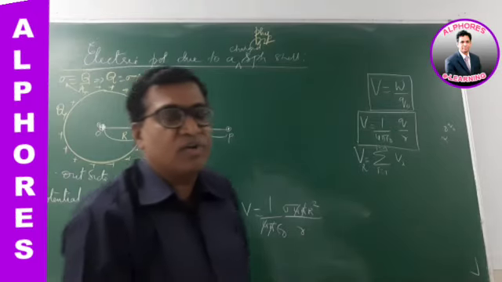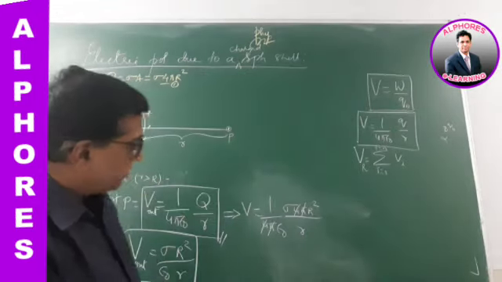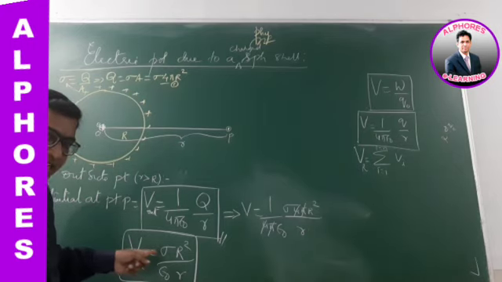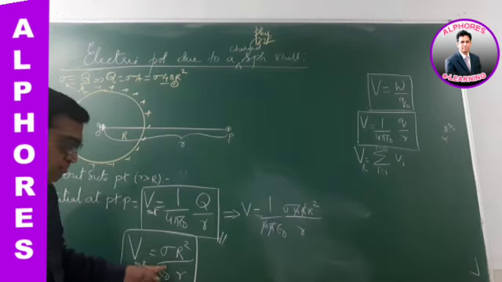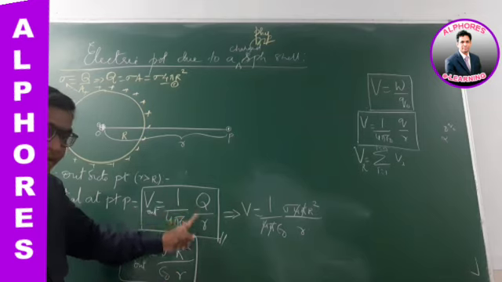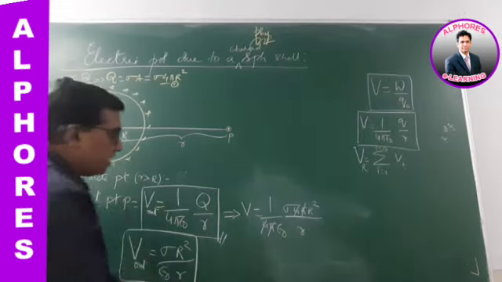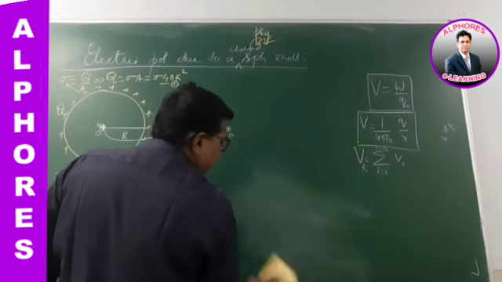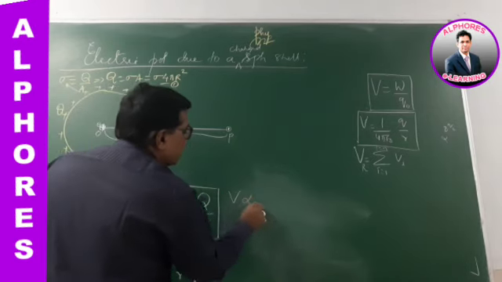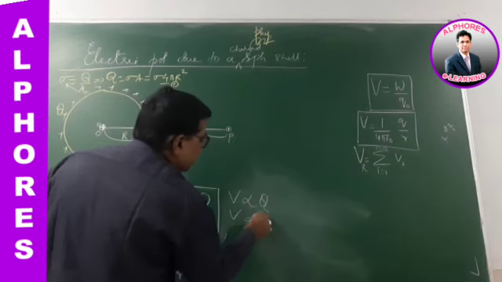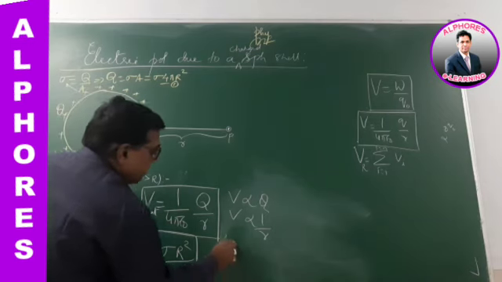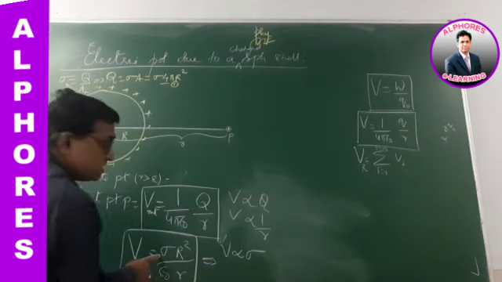This is the potential due to a hollow charged sphere. In terms of surface charge density, it is sigma r square by epsilon naught r. In terms of charge, it is 1 by 4 pi epsilon, Q by r. From this formula you can infer that the potential is directly proportional to charge, V is inversely proportional to r, and V is directly proportional to surface charge density.